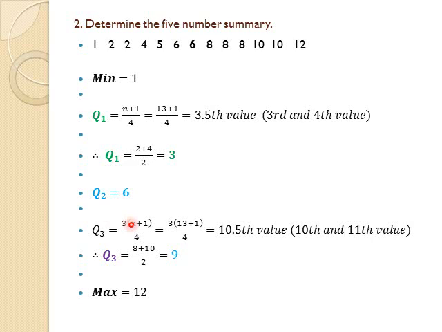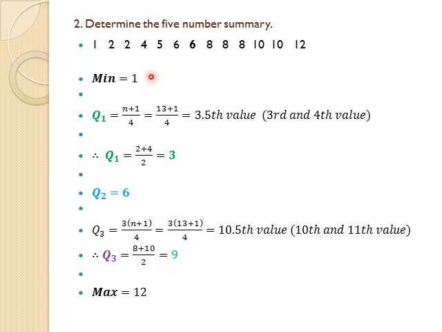Quartile 3, I want 3 over 4. So 13 plus 1 times 3 divided by 4 gives me 10.5, meaning I use the 10th and the 11th value to get quartile 3. So 1, 2, 3, 4, that's 7, 8, 9, 10, 11. So 8 plus 10 divided by 2 gives me 9. 18 divided by 2 is 9. My maximum was 12.